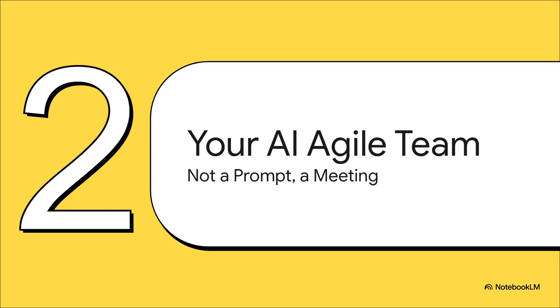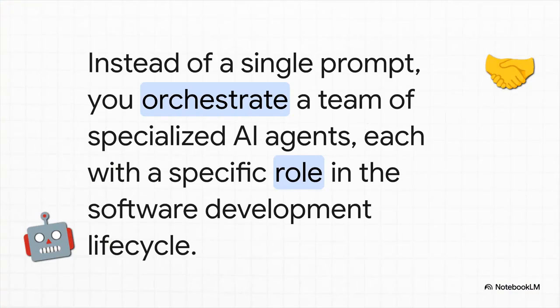Okay, this next part is where the big mental shift happens. With this system, you stop being just a prompter. You become a manager. You're not writing a prompt, you're running a staff meeting with your new AI team. So, yeah, forget that one single massive prompt. Instead, you orchestrate a whole team. Each AI agent has a very specific job, a specialty, just like on a real-world software team. You're not just asking for code anymore. You're managing the entire development lifecycle through these agents.